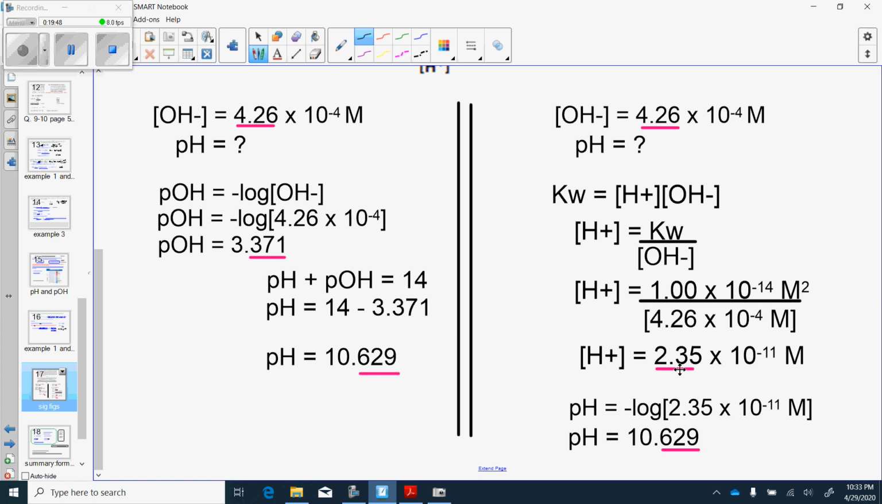Once we have the concentration for H positive, we plug it into our pH formula, negative log concentration. And we get an answer of 10.629. So we get the exact same answer. And check out the sig figs. This one has 3. So when we found H positive, it had 3. And when we did the pH, we have 3 digits after the decimal. So a little different. It really just takes some practice with these things, making sure you're okay with your calculator and putting this information into your calculator.